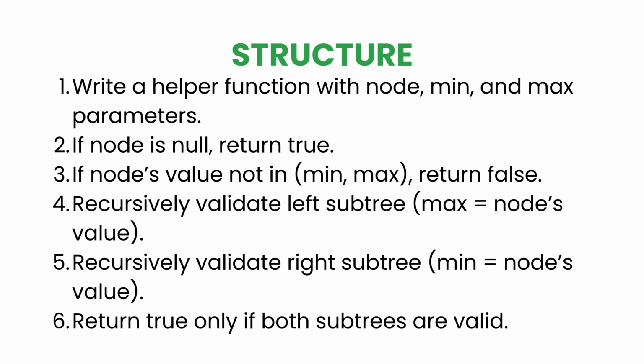Here is the structure. Write a helper function with node, min, and max parameters. If node is null, return true. If node's value is not in min, max, return false. Recursively validate the left subtree with max equal to node's value. Recursively validate the right subtree with min equal to node's value. Return true only if both subtrees are valid.